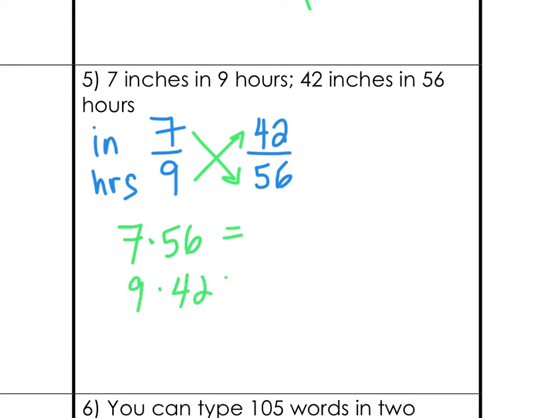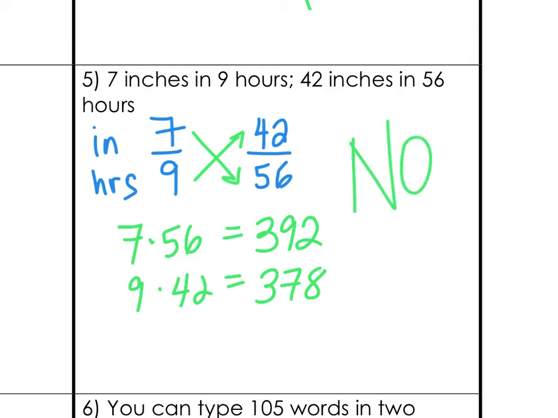So, we got 7 times 56, which is 392. Remember, you can use a calculator, it's totally fine. 9 times 42 equals 378. Those are not equal to each other, so no. Okay.